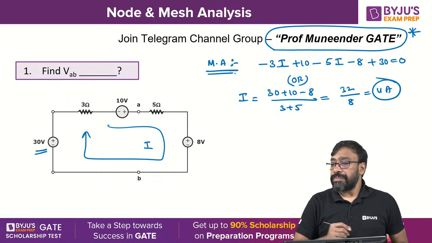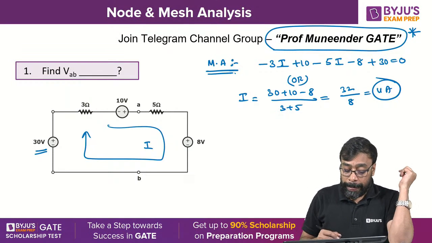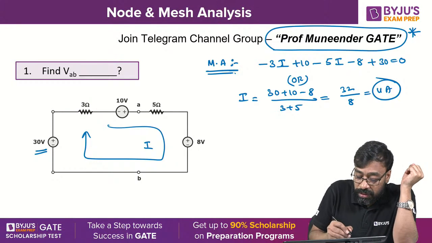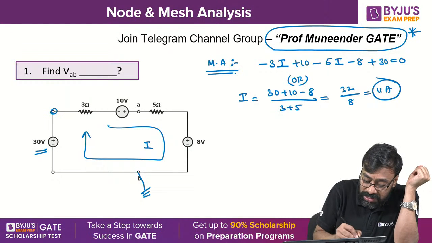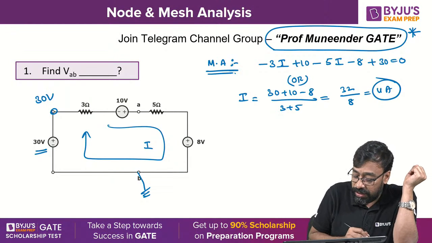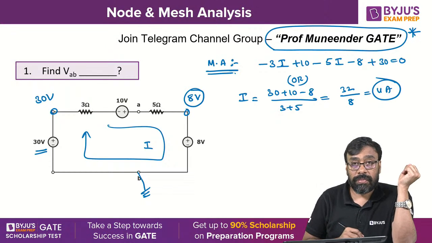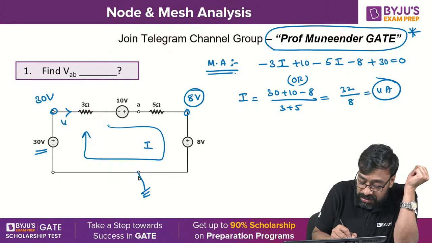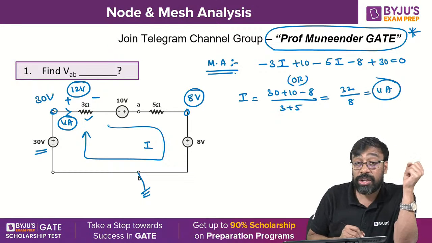Is it clear? Okay, 4 amperes. Got it? Now tell me, when it is 4 amperes, the voltage across this one, when this is 0, how much is this? 30 volts. Or how much is this? 8 volts. What is the current flowing here? 4 amperes. 4 amperes means plus minus 4 into 3, 12 volts. 4 into 3, 12 volts.